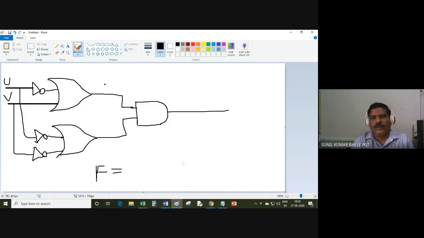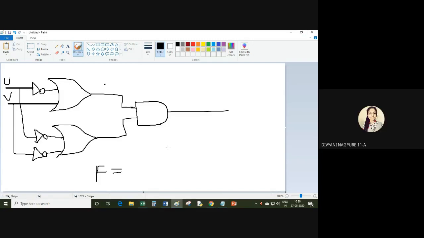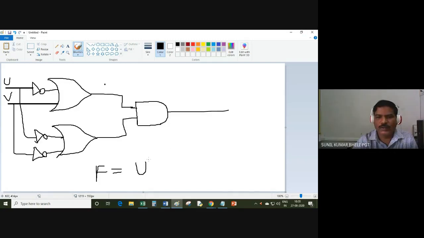So you know this NOT gate, if you input any value inside a NOT gate, it will give the inverted value, the complement value of that input. Yes, sir, Divyani, you have it? Yes, sir. U complement, very good.